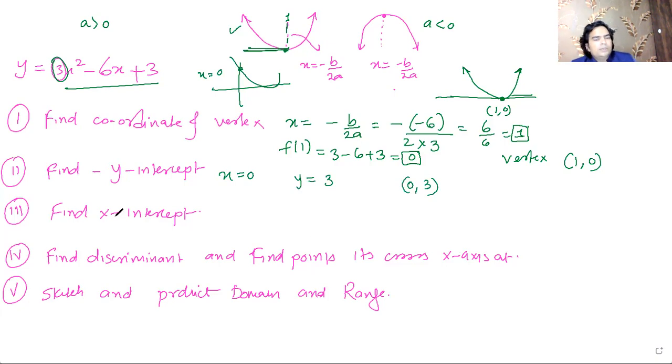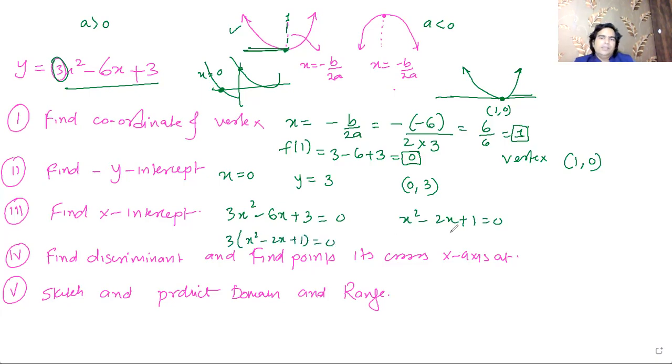Now talking about the x-intercept. The x-intercept is where the graph cuts the x-axis, which means your y coordinate is 0. So you take 3x squared minus 6x plus 3 equals 0 and factor it out. If you take 3 common, you get x squared minus 2x plus 1 equals 0, dividing both sides by 3. If you factor it, you get x minus 1 squared equals 0. As a result, there is only one point where the graph crosses the x-axis.